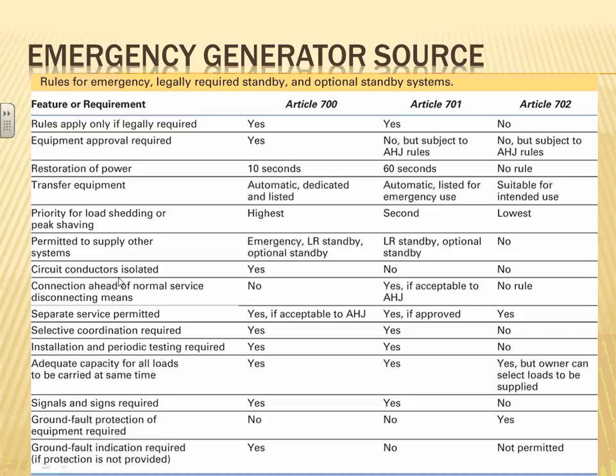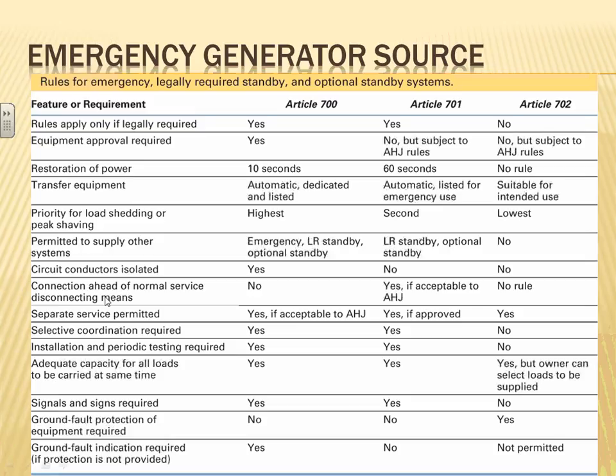So circuit conductors isolation, you have to completely isolate, like we all know, the emergency system circuits and branch circuits and feeders from any other system. If it's legally required standby system, no problem. You can put a 3/4 inch conduit and a bunch of branch circuits, normal and emergency, in the same conduit and box. That's a major change in terms of how we construct the power system for legally required and standby. Of course, standby, you can mix and match them.